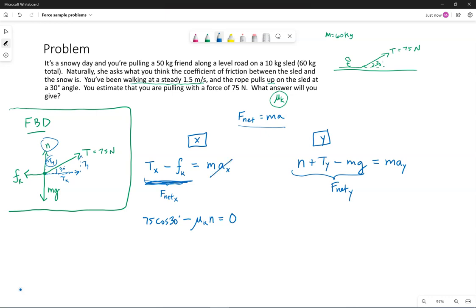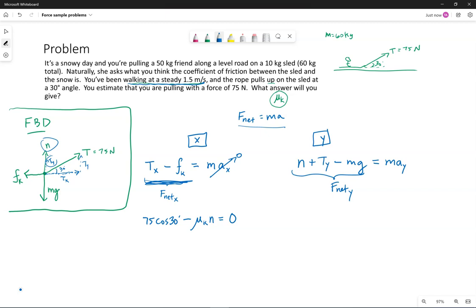But in this problem, there is no acceleration in the x direction. The reason I know that is revisiting the problem, it says I've been walking at a steady 1.5 meters per second. So a constant speed. Straight line, constant speed, my velocity is constant, so my acceleration is 0.